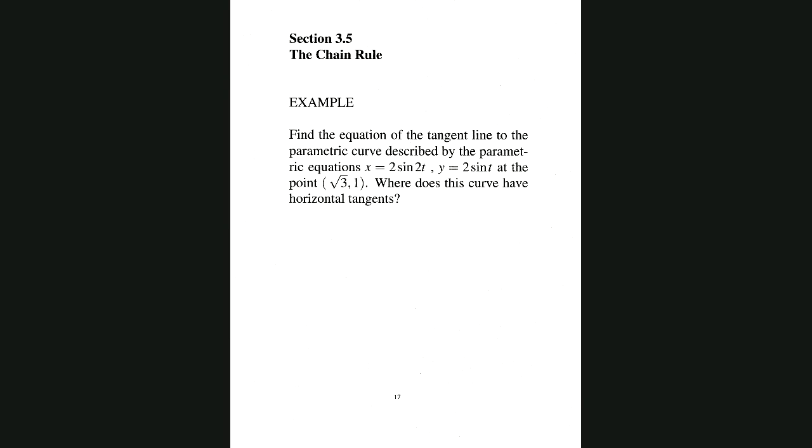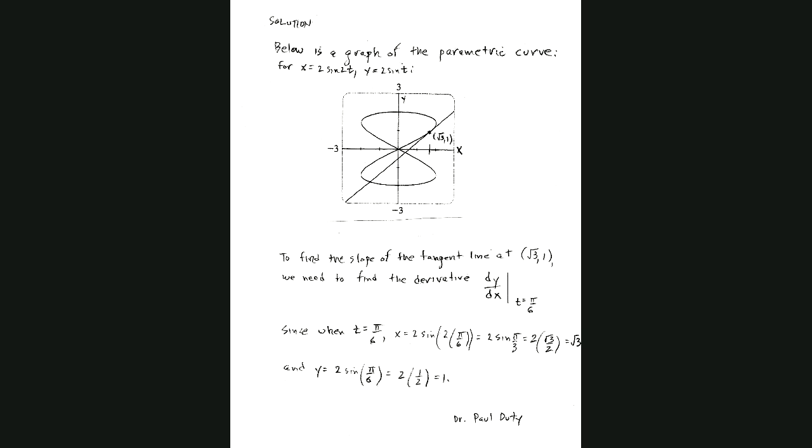Now we did a very easy curve, a circle. We generated a circle with two parametric equations. But in this problem, x equals 2 times the sine of 2t and y equals 2 times the sine of t. The sine function for x and the sine function for y have different periods, so that's going to generate a more interesting curve. Let me move on to the solution here. This is a graph of the parametric curve generated by x equals 2 sine of 2t and y equals 2 sine of t.